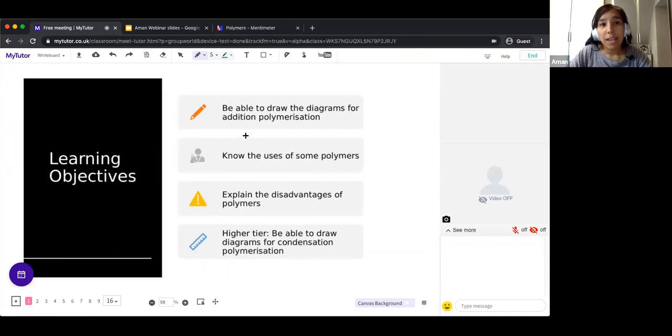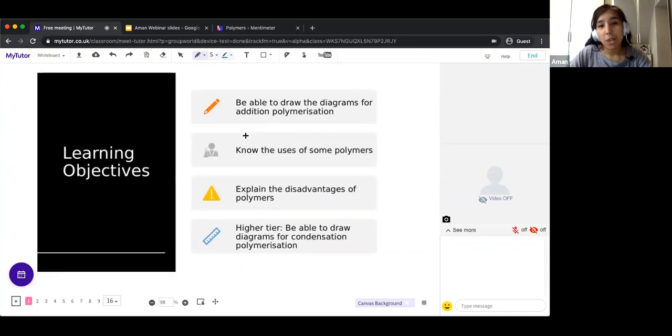So if you were here on Monday, hopefully you remember the learning objectives. So we're going to be trying to draw the diagrams for addition polymerization, which is a core topic. We need to know the uses of some of the polymers, again, a core topic. Explain the disadvantages of polymers, another core topic, and then a higher tier topic, be able to draw the diagrams for condensation polymerization. So addition polymerization is core, condensation polymerization is a higher tier topic, and we'll go into that today. And for those of you wondering, we will be doing a quiz at the end of the session, followed by some exam style questions.